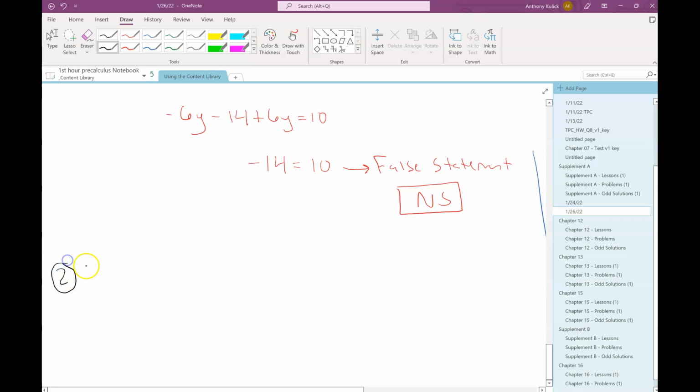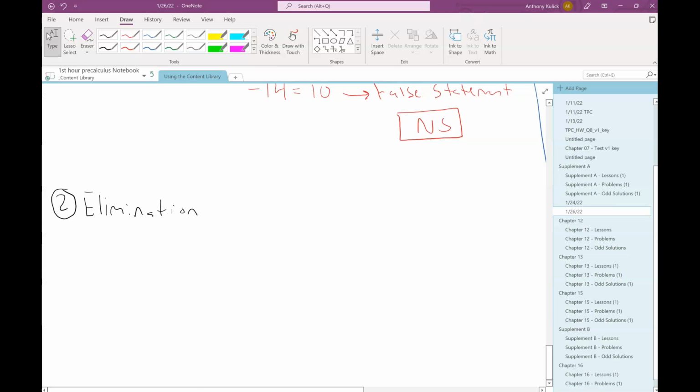Our second technique is called elimination. This is the one that Mr. Kulik actually prefers to substitution. More often than not, he finds this one a little bit easier, mostly because you don't run into a lot of fractions when having to do this.